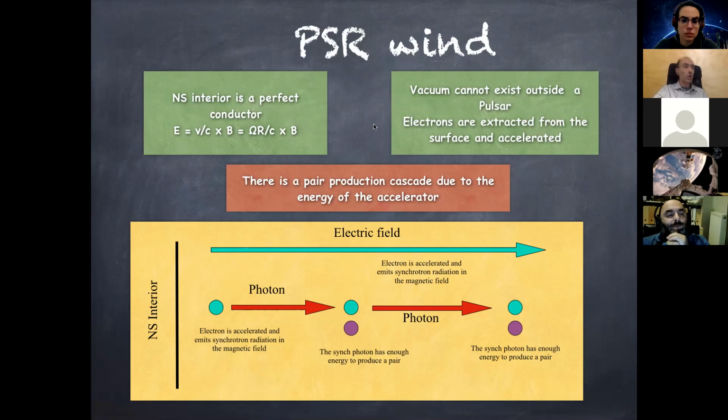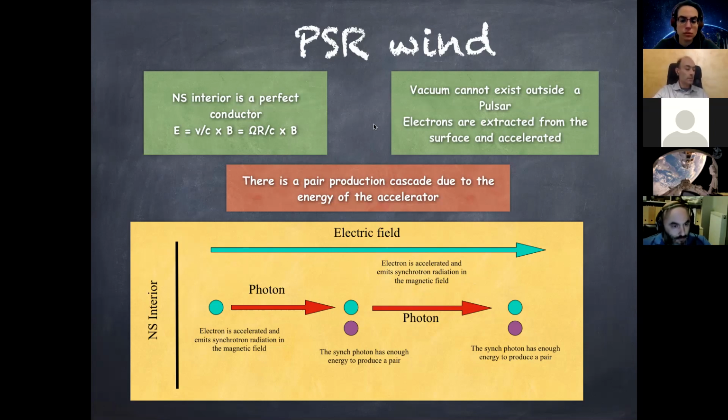And it's so strong that over a distance that you can compute is of order of a few meters actually, or even 100 meters, you can extract particles and accelerate them to such high energy that they will start to radiate curvature radiation on the curved magnetic field line. This radiation can interact with the magnetic field itself. You produce pairs through a process of pair production, and you will end up having a pair production cascade.